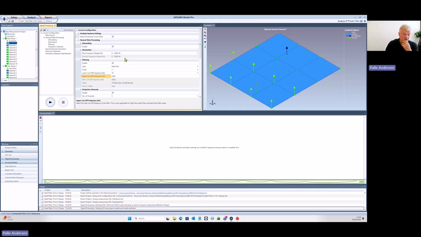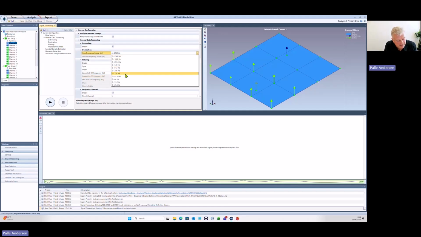Then there is the decimation also. That was another thing on our list. And this should also be done if you do not need to analyze your data up to, in this case, 2500 Hertz. If you only need to look for modes up to, let's say, 128 Hertz, then you should decimate the data and zoom in on the important part of your data.